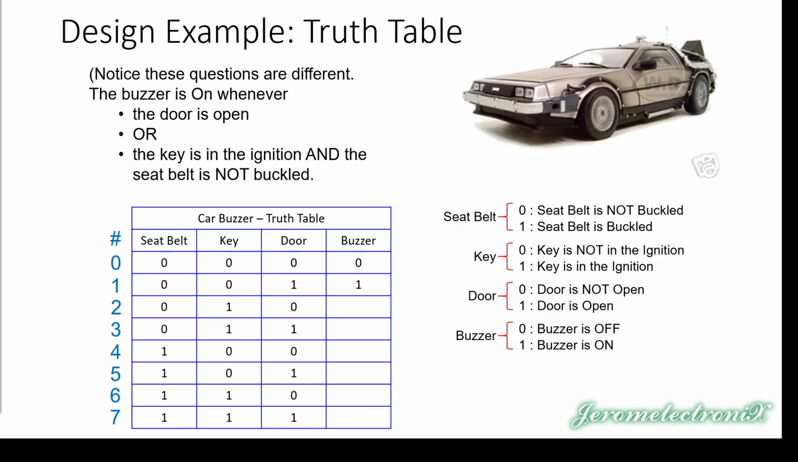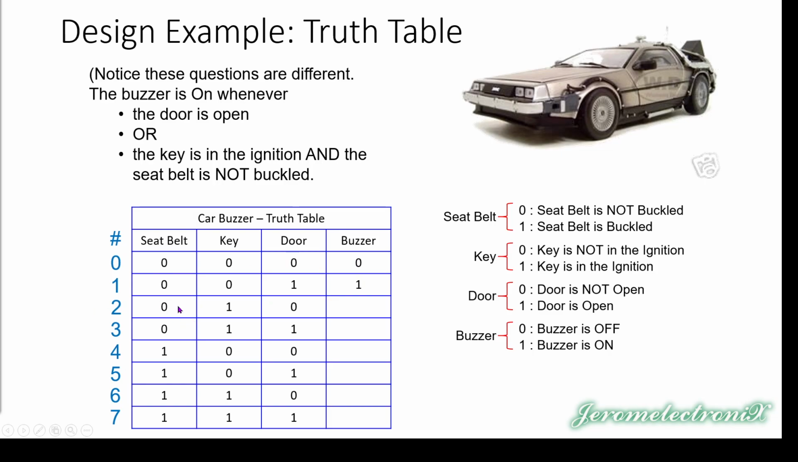Okay, what did we decide? Well, we decided that this is a 1. Why? Well, because the door is open, and anytime the door is open, it's a 1. Now, the buzzer would have gone off also in row 0 if the key was in the ignition, which it is not, and the seat belt was not buckled. Well, in this case, the seat belt was not buckled in row 0. But it has to be both the seat belt's not buckled and the key is in the ignition. Okay, so let's go to row 2.